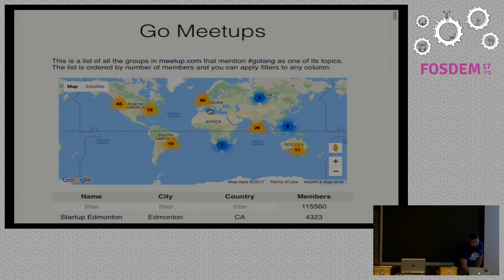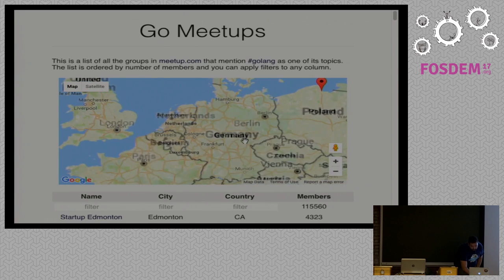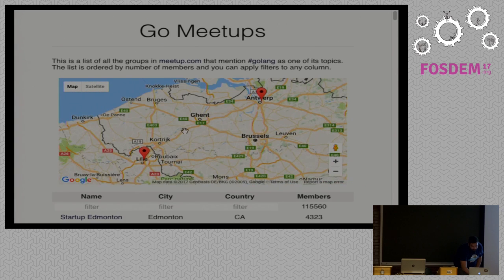Wow, the Wi-Fi. There you go. So you can go click around and see that around here in Belgium, there is nothing. There's only Antwerp and no Brussels. So if you're from Brussels, you should create a Go Meetup. There you go.